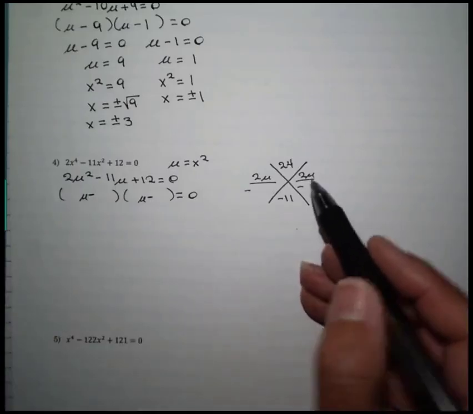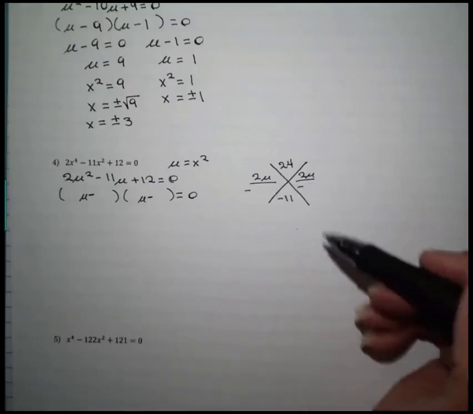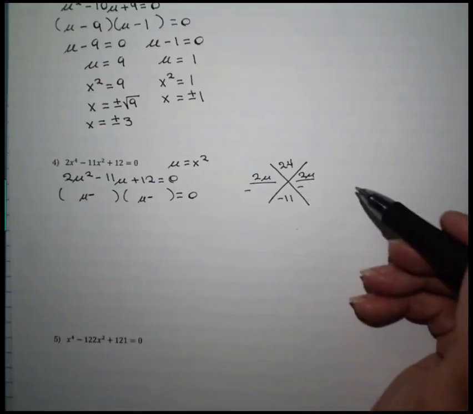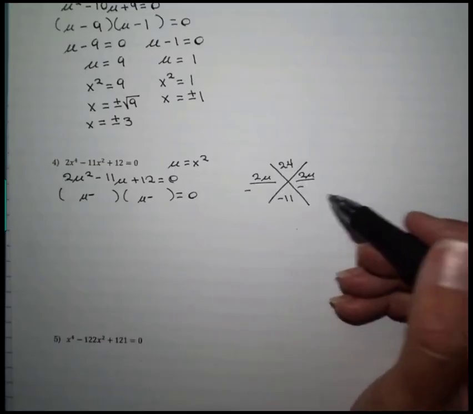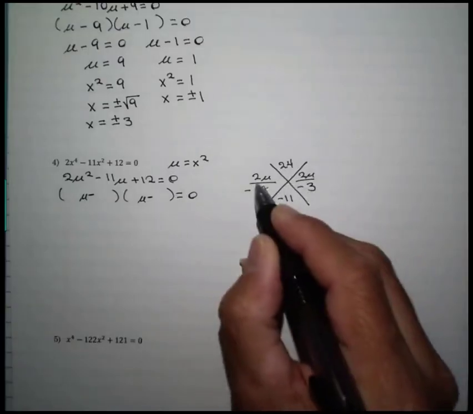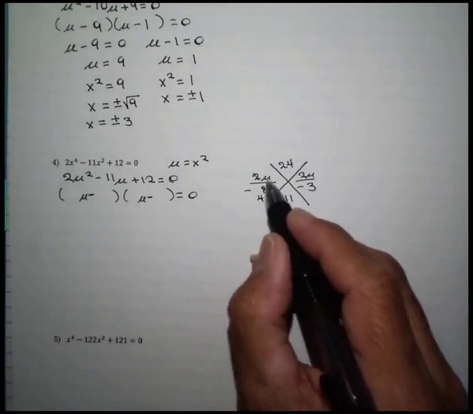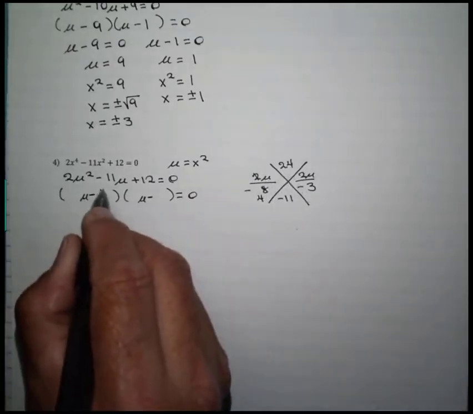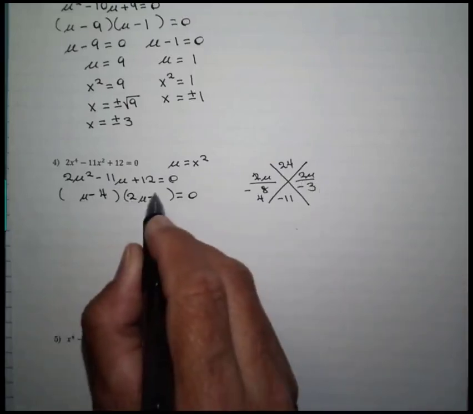So now I'm just looking for factors of 24 that, when added together, really, they'll both be negative, will give me a negative 11. The first thing I'm going to think about is 8 and 3. 8 plus 3 is 11. They're both the same sign. This one has to reduce, doesn't it? But divide them both by 2, I end up with u minus 4. That can be one of those factors. And this one is 2u minus 3.